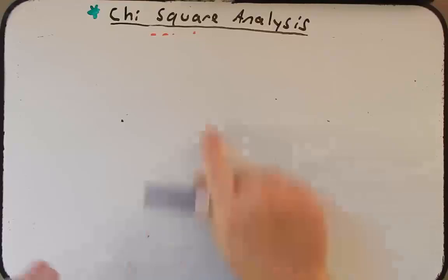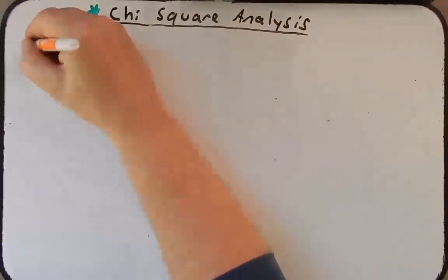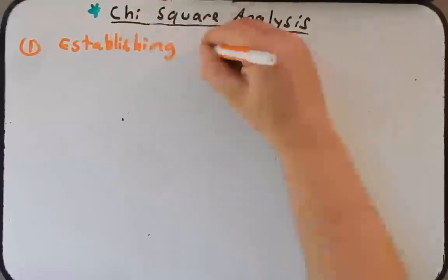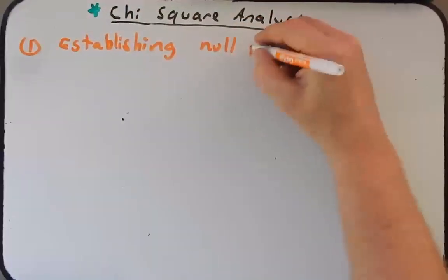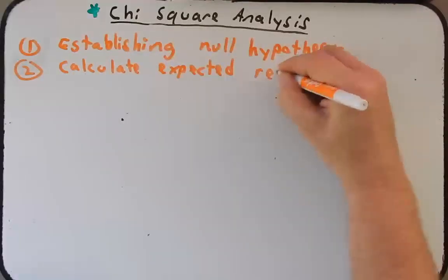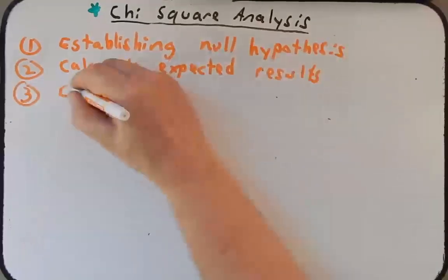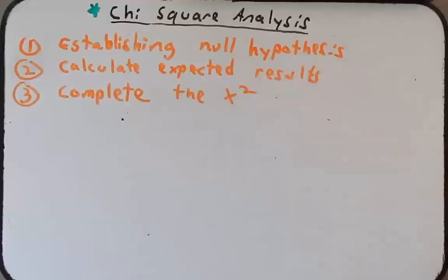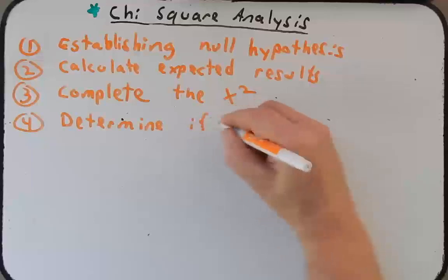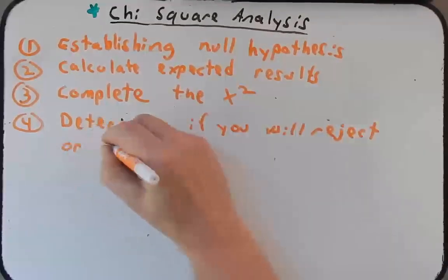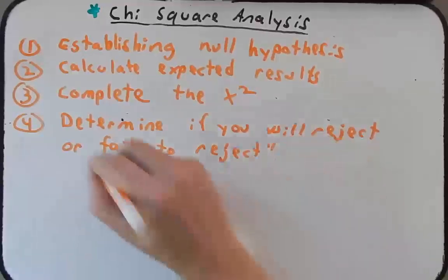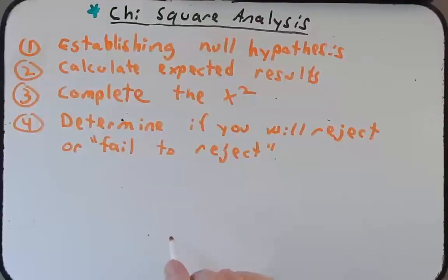Okay, so to do a chi-square, there are a few steps we should think about. The first is establishing the null hypothesis. What is it that you're predicting? Then calculate the expected results. Then, after you perform the experiment, complete the chi-square, and then determine if you will reject or fail to reject. We never say accept. We just say we're either going to reject the null hypothesis or we're going to fail to reject the null hypothesis.